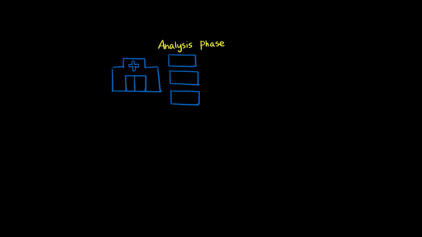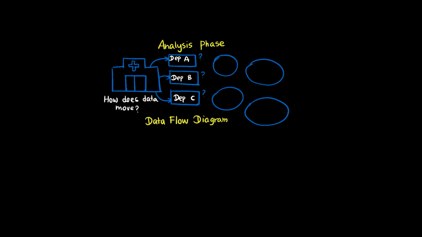Let's explore the theory behind analyzing healthcare workflows. During the analysis phase, organizations need to understand how information currently moves through their system before they can improve it. Imagine trying to fix traffic congestion without first understanding where cars are going and where they're getting stuck. Data flow diagrams are specifically designed to map exactly that. They show how patient information travels from one department to another, where it gets processed, and where bottlenecks occur. They're like GPS maps for your data.